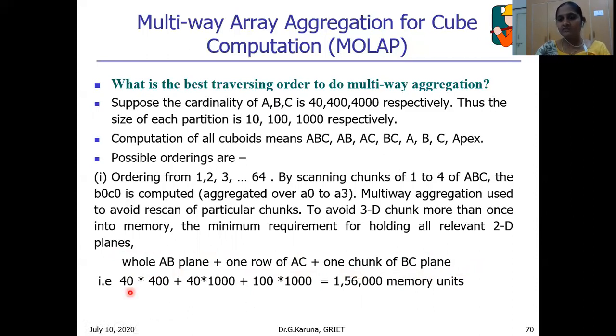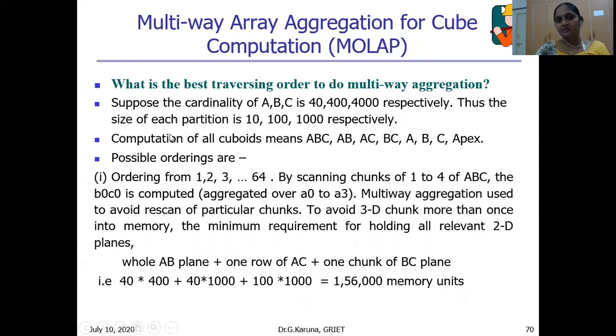So that without revisiting, we are able to calculate how many memory units are required. The whole AB plane is, as per the given sizes, size of A is 40, B is 400. Whole AB means 40 into 400. One row of AC, so A and C, 40 into 1,000. One row means 1,000, so that is 40 into 1,000.